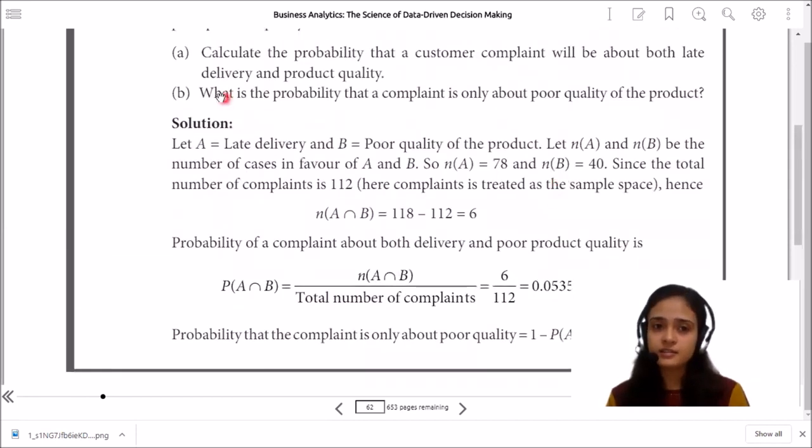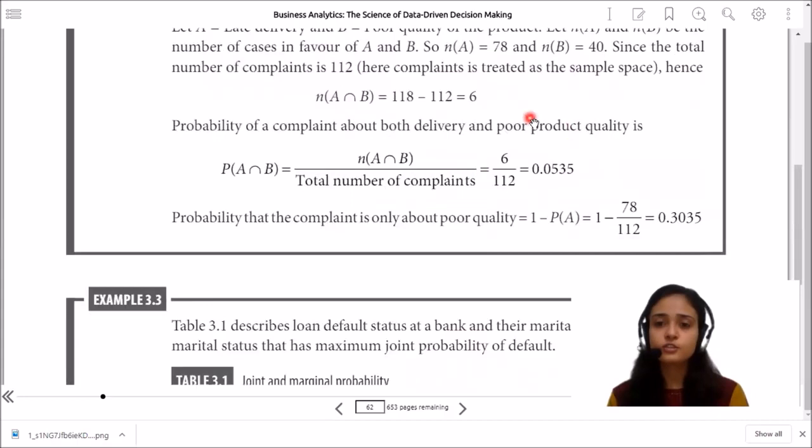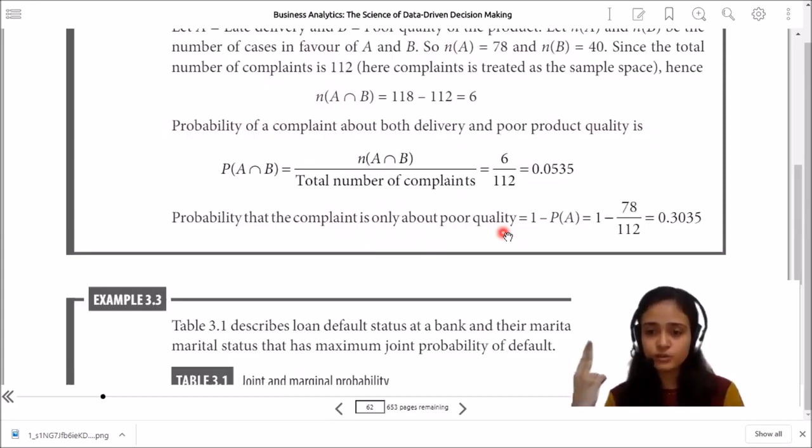Now the next question is, what is the probability that the complaint is only about the poor quality of the product? For that, I want to find the probability of the complaint being only about poor quality. In my complaints I have only two categories, that is poor quality and late delivery.